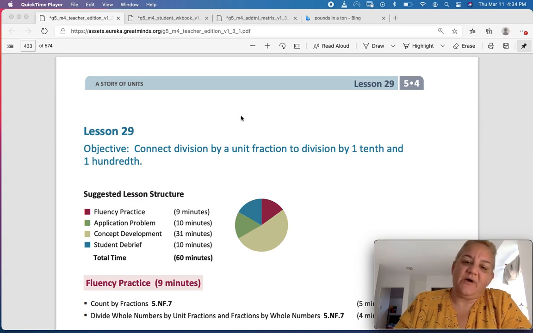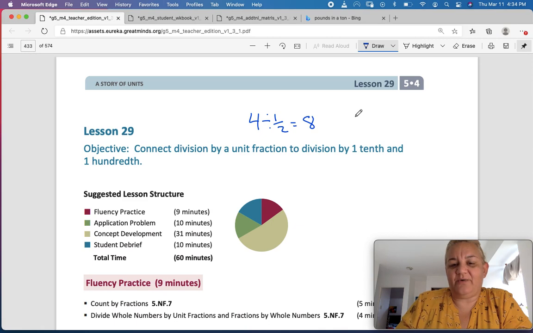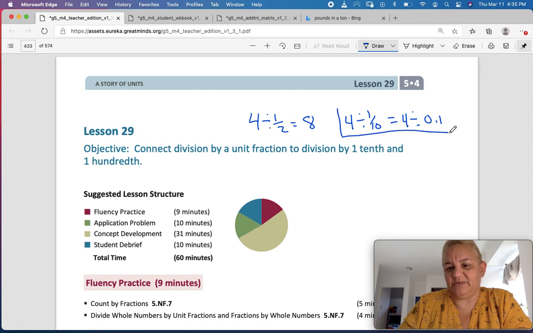Okay, so up until now, we've been dividing by fractions, which is what we've been practicing, right? And now we're going to be dividing by tenths and hundredths, okay? So we're going to call that 4 divided by 1/10, right? So this is what we're doing. We're making the connection between fractions and decimals when we're dividing.